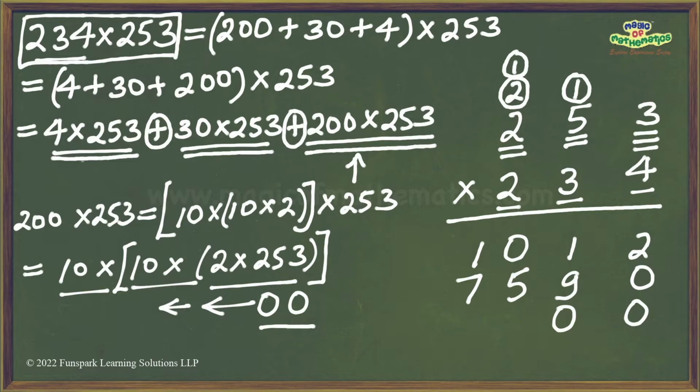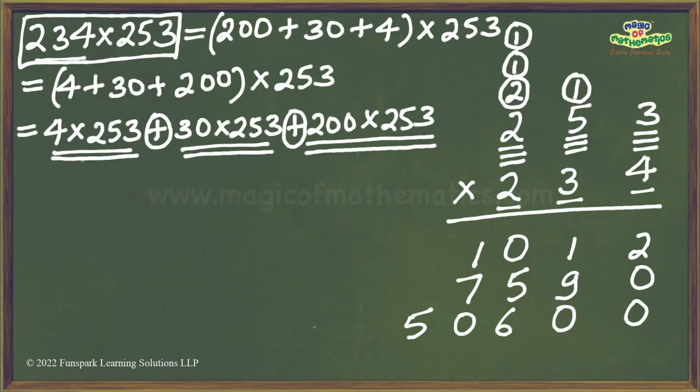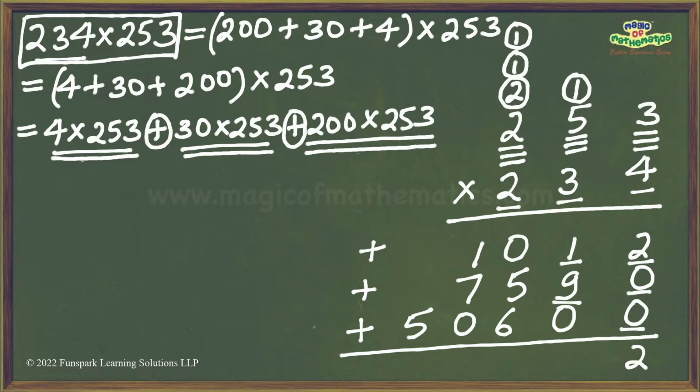2 times 3 is 6. 2 times 5 is 10. I retain 0 and carry forward 1. 2 times 2 is 4. Adding this 1, I get 5. It is now time to add the results of our multiplications. 2 plus 0 plus 0 gives me 2. 1 plus 9 plus 0 gives me 10. I retain 0 and carry forward 1.